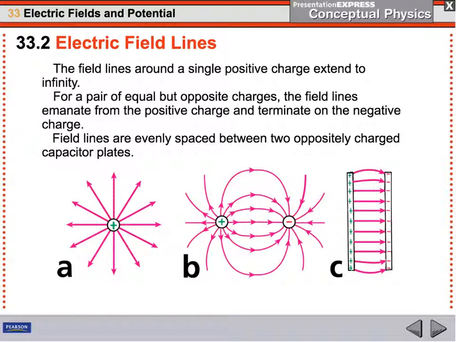Field lines are evenly spaced between two oppositely charged capacitor plates. When you talk about a capacitor, which has positives on one side and negatives on the other, that positive test charge is moving across to the negatives the whole time.